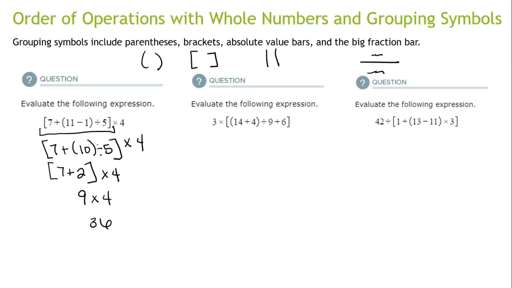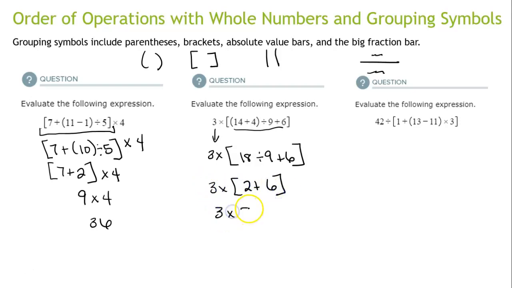Let's do another one. I want you to notice that you have a 3 times on the outside. That's going to come down over and over and over. And we're just going to focus on what's inside the brackets first. And we're going to do order of operations inside those brackets. So the parentheses comes first. 14 plus 4 becomes 18. And there's nothing else to do inside of the parentheses, so I lose those. Division comes before addition. So this becomes 2 plus 6.